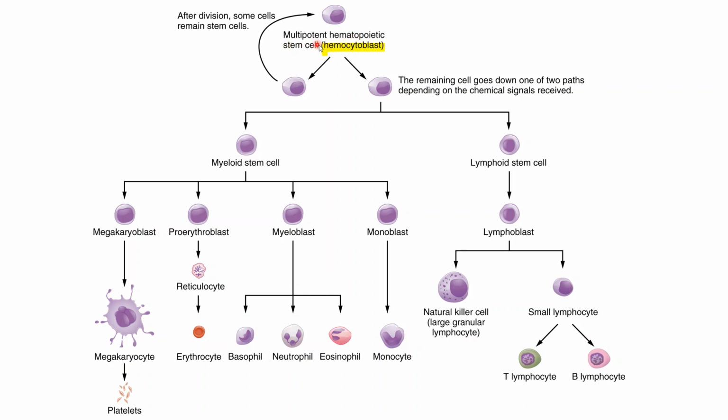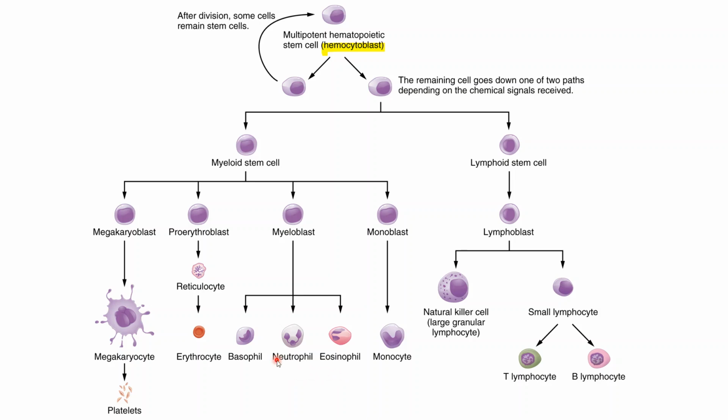So you've got this multipotent hematopoietic stem cell, also known as a hemocytoblast. It then can differentiate into a myeloid stem cell or a lymphoid stem cell. On the myeloid stem cell line, you're going to get platelets, red blood cells, and all of the white blood cells. Never let monkeys eat bananas, except the lymphocytes.